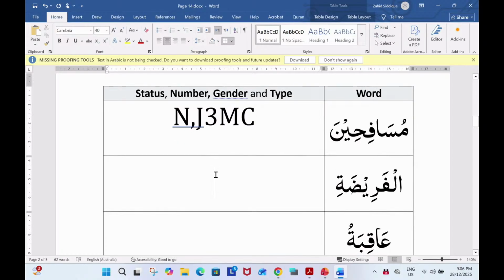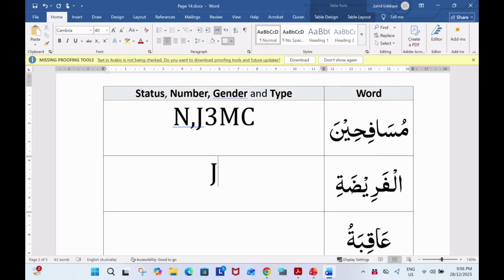Al-Fariyadati. So what is the status? Jar. Jar? Why? It's because it's ending with kasra. And what is the number? Is it one, pair, or a plural? Do we have any indication of una, ina, or ani, aini, or atun? No?